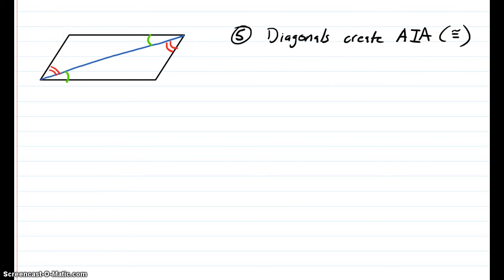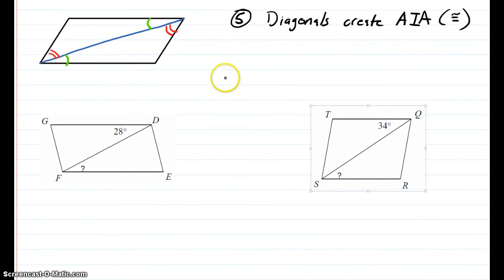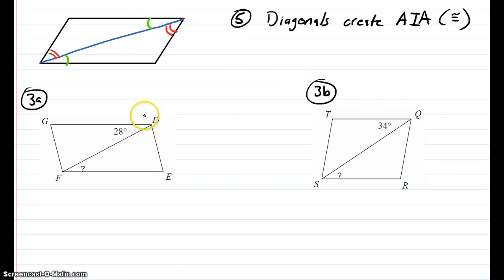So let's look at an example. So this will be 3A, 3B. Alright, so we have our diagonal, and it made these alternate interior angles. And so that means that this is 28. So that means that this is also 28. And so we're going to actually name the angle because it's good practice. And so this 28 is in this angle here.